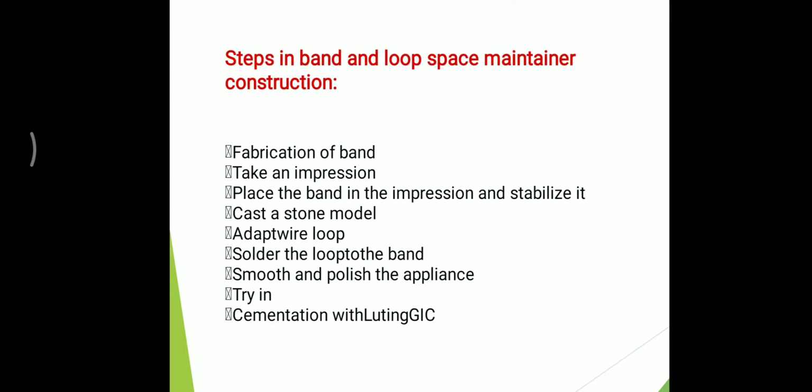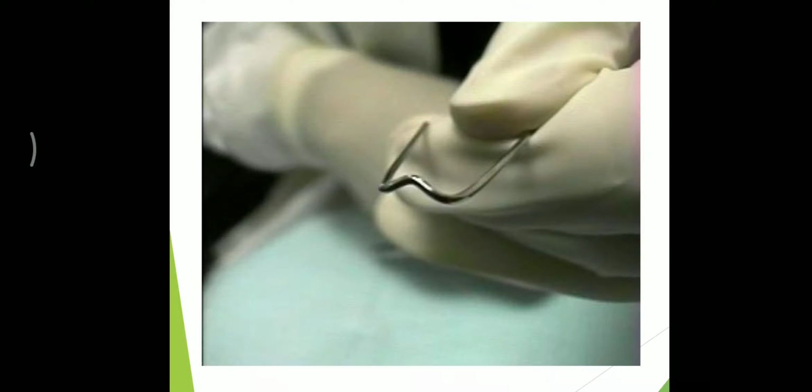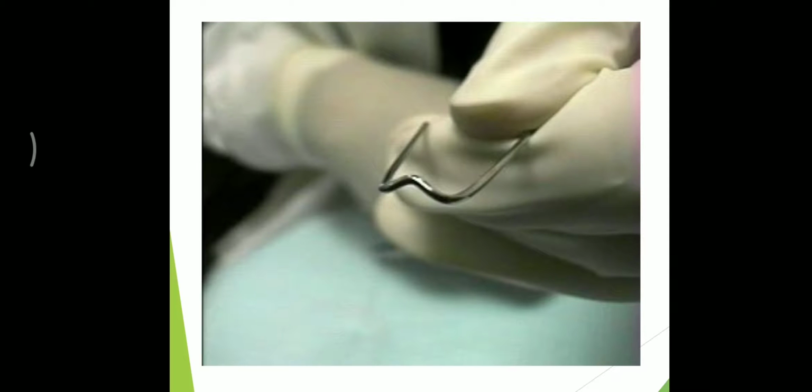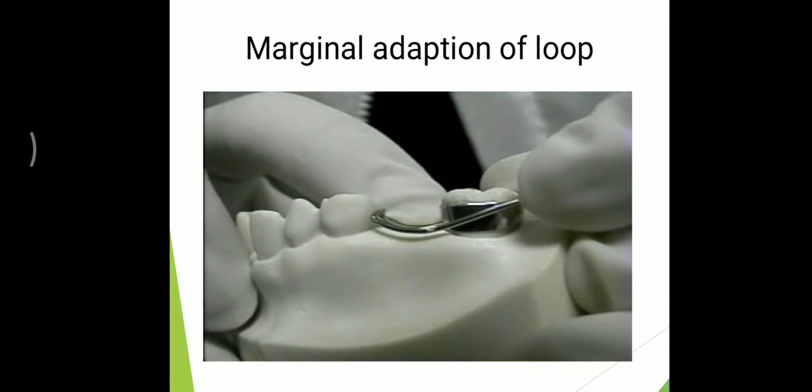Steps in band and loop space maintainer construction are: fabrication of the band, take an impression, place the band in the impression and stabilize it, adapt the wire loop, solder the loop to the band, and smooth and polish the appliance, try in and cementation with luting GIC. This is the curve formation with 3-prong pliers. Okay, this is the curve formed with the help of 3-prong pliers, and this is the mucosal adaptation and marginal adaptation of the loop.